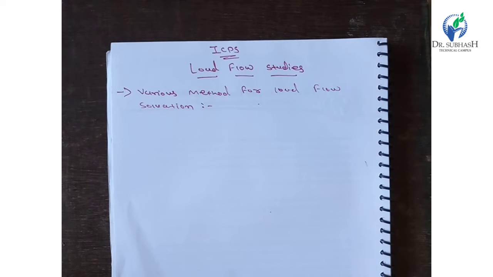The other buses are the generator buses. In generator buses, the specified quantities are the voltage magnitude and active power, and the obtained quantities are reactive power and phase angle. So the generator buses are also known as PV buses. They are also called voltage controlled buses.